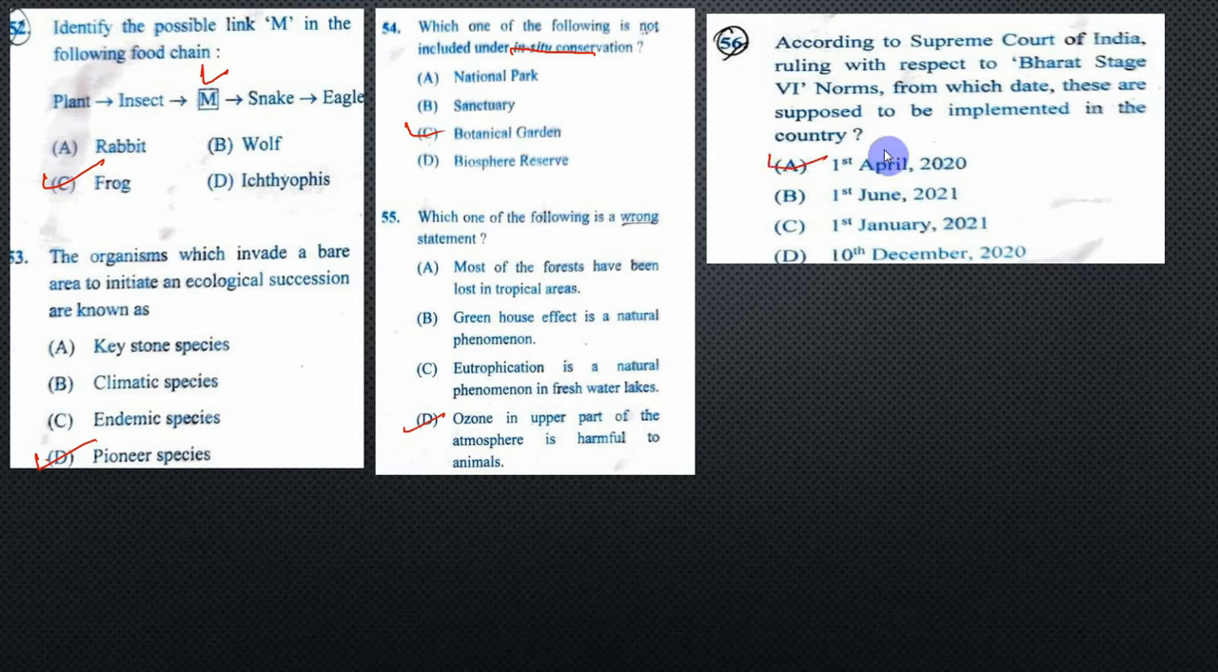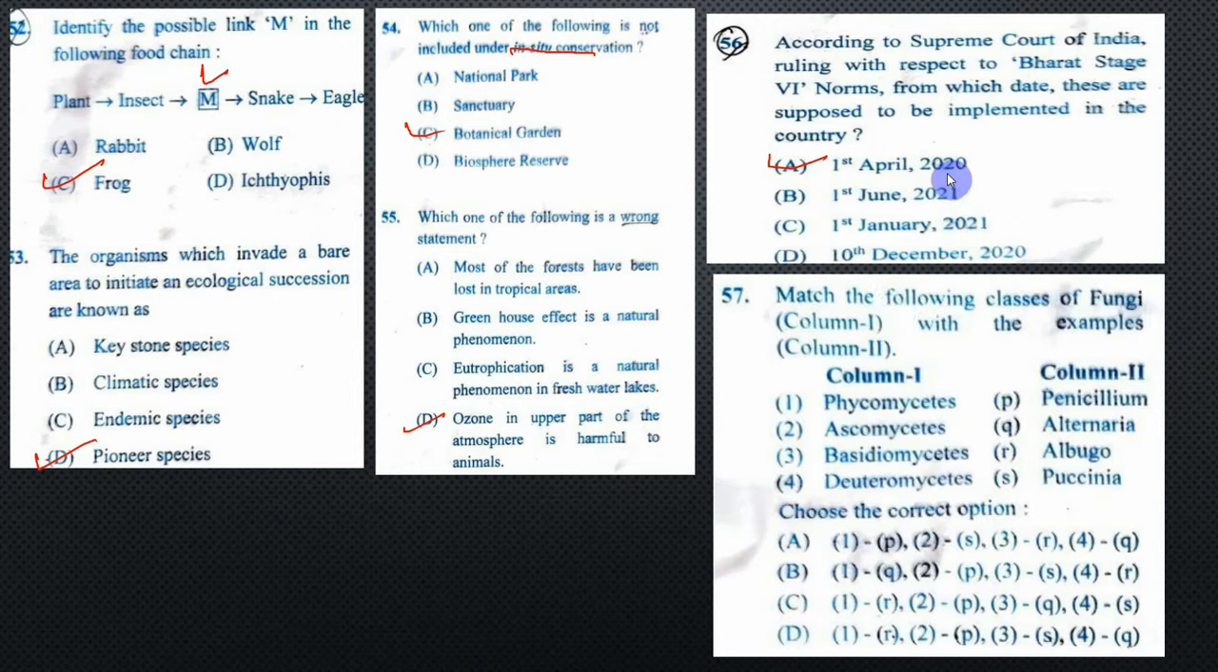So it's a very general knowledge question, but it is associated with the Bharat Stage, which has been mentioned in the textbook. Now, moving on, match the following classes of fungi, column 1, with the examples of column 2. In column 1, they have given Phycomycetes, Ascomycetes, Basidiomycetes, and the fourth one is Deuteromycetes. In column 2, it is Penicillium, next is Alternaria, Albugo, and next is Puccinia.